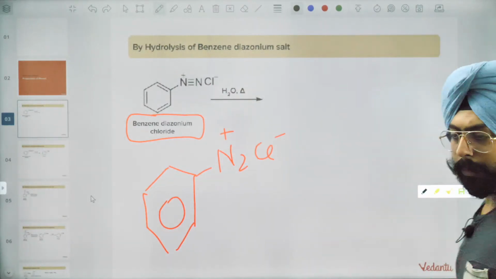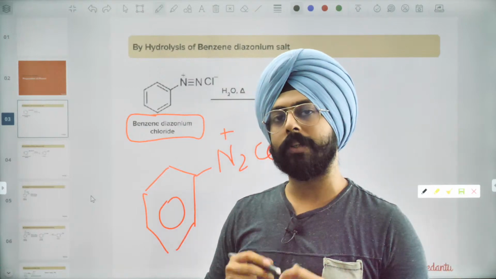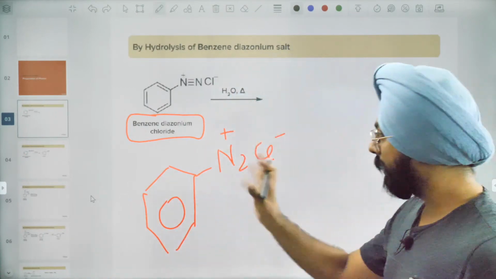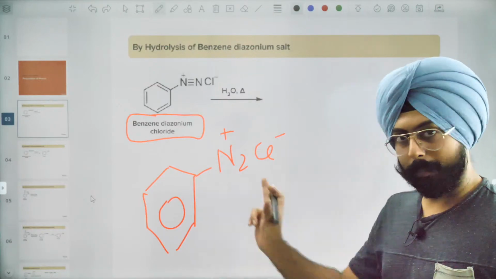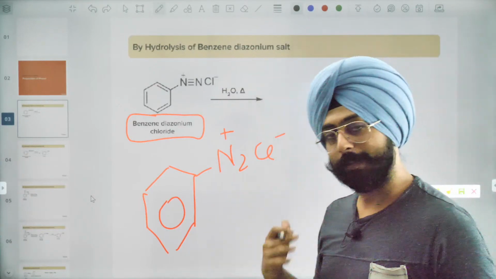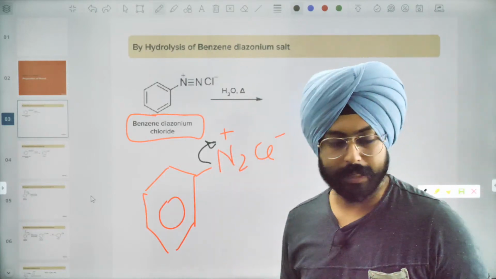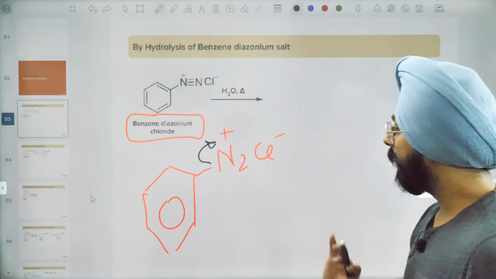Now if you remember in the alkyl halides chapter, when we were trying to create halides that were phenyl halides, yes, we had used this same thing. Do you remember? This is what we had used over there, in phenyl halides. So what happens is that the nitrogen over here can leave very easily. Okay, nitrogen can leave very easily.